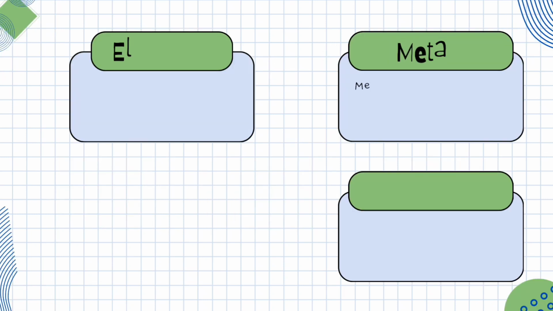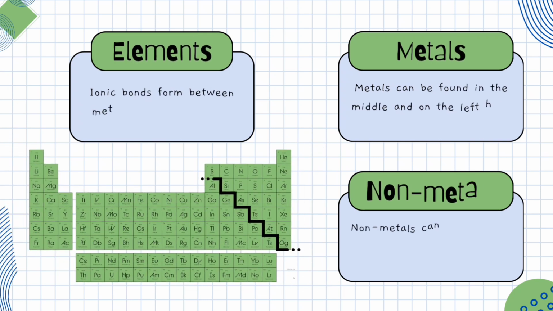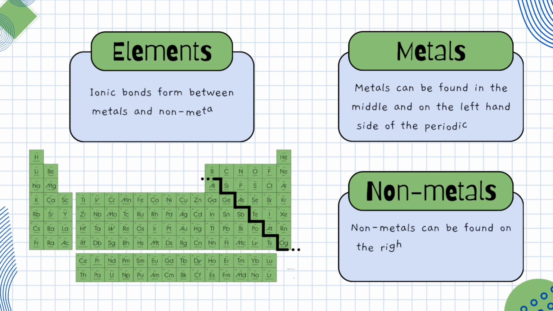Now we will learn how ionic bonds are formed. Elements: ionic bonds form between metals and non-metals. Metals can be found in the middle and on the left hand side of the periodic table, and non-metals can be found on the right hand side of the periodic table.